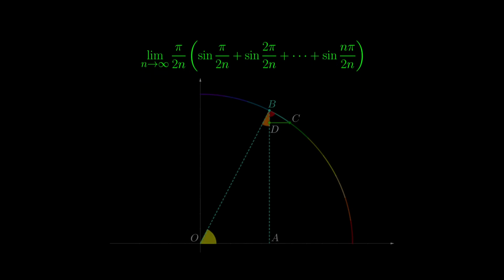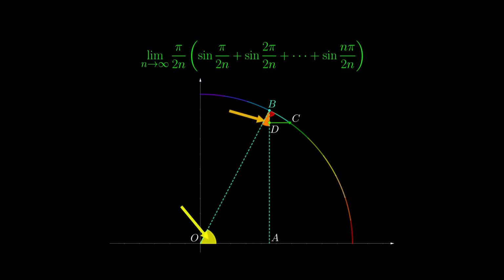Consider this diagram. The region bound by B, C, and D is not exactly a triangle, but as we get n higher and higher, it will be closer and closer to a triangle, as the arc becomes closer and closer to a straight line segment.